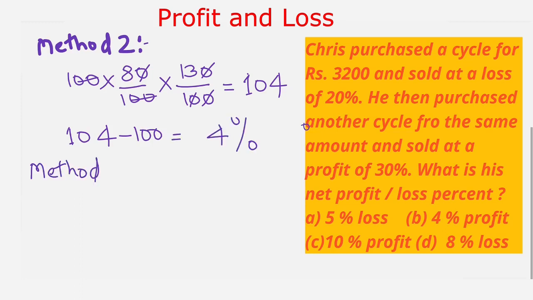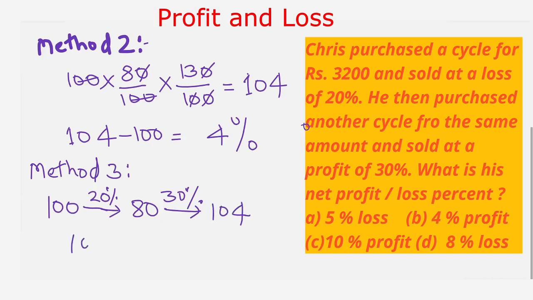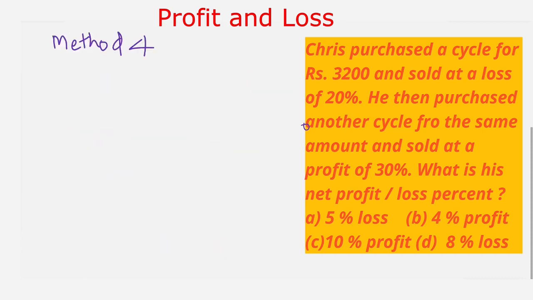We go to the third method. If the cost is 100, then 20% loss makes it 80. And then 30% profit on 80 is 24. So 80 plus 24 is 104. And 104 minus 100 is 4% profit. This is our third method of solving it. Now we go to the fourth method of solving it.